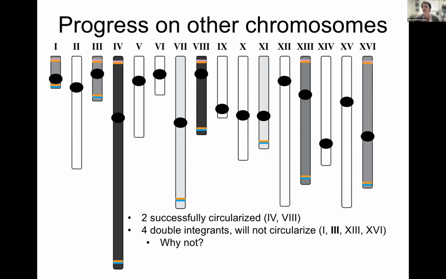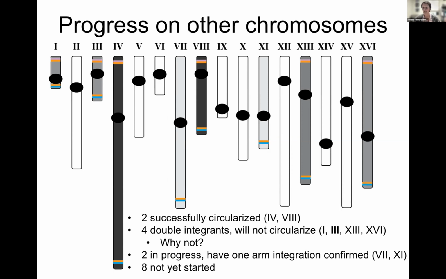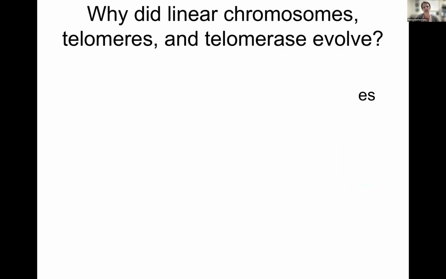And so we have hypothesized that perhaps where you try to circularize the chromosome is a very important aspect. And then we have 2 other chromosomes that students are currently working on, where we have one of the integrations confirmed and we're working on the other one. And then we have 8 chromosomes left to start. So very excited about this project.